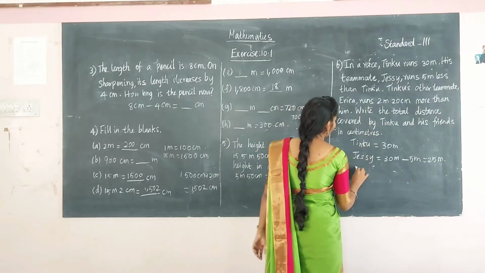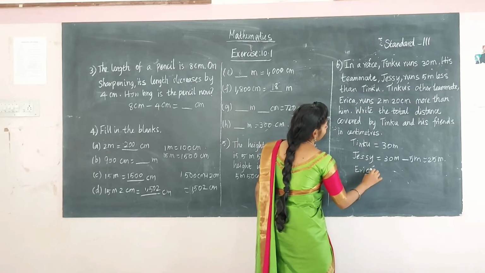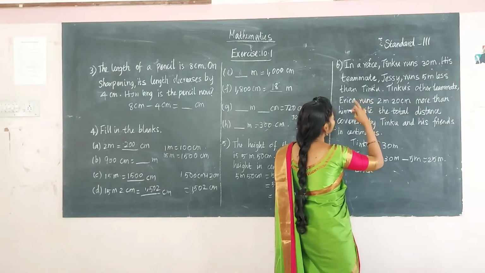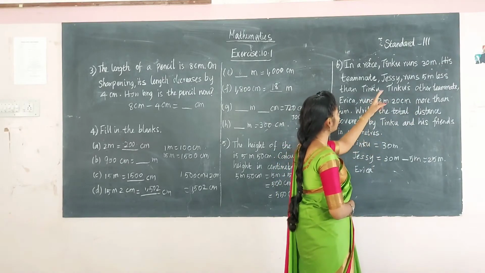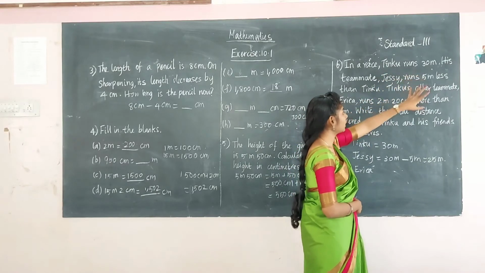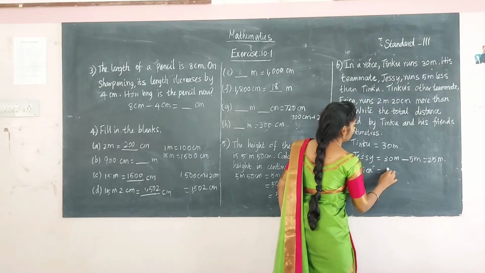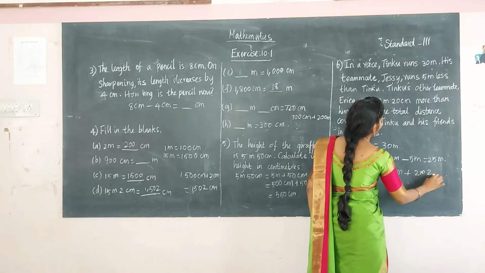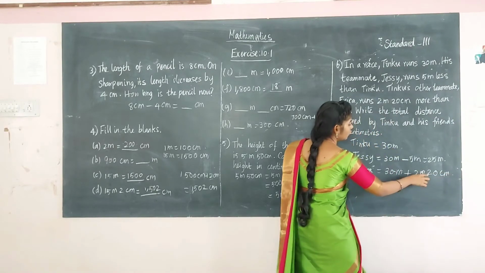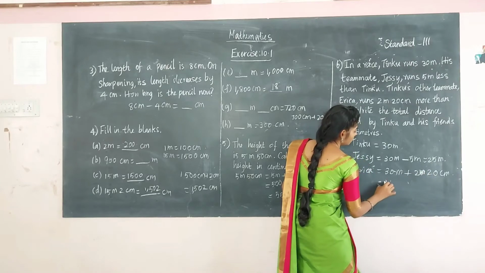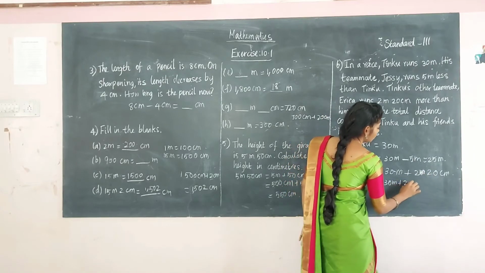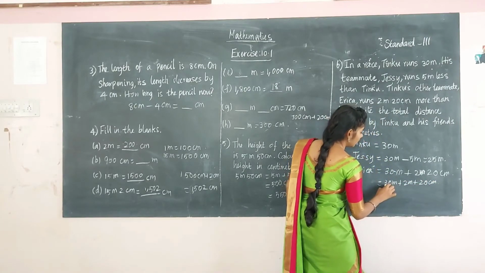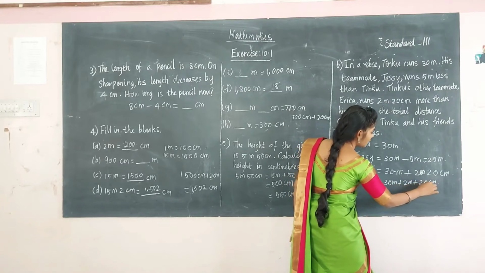And next, Erica. Erica runs 2 meters 20 centimeters more than him. More than him means you have to add to that 30 meters. So 30 meters, plus, since more than means plus, 2 meters 20 centimeters. So here you have to give the plus sign now. So 30 meters plus 2 meters plus 20 centimeters. So now how will you write? 30 meters plus 2 meters plus 20 centimeters.